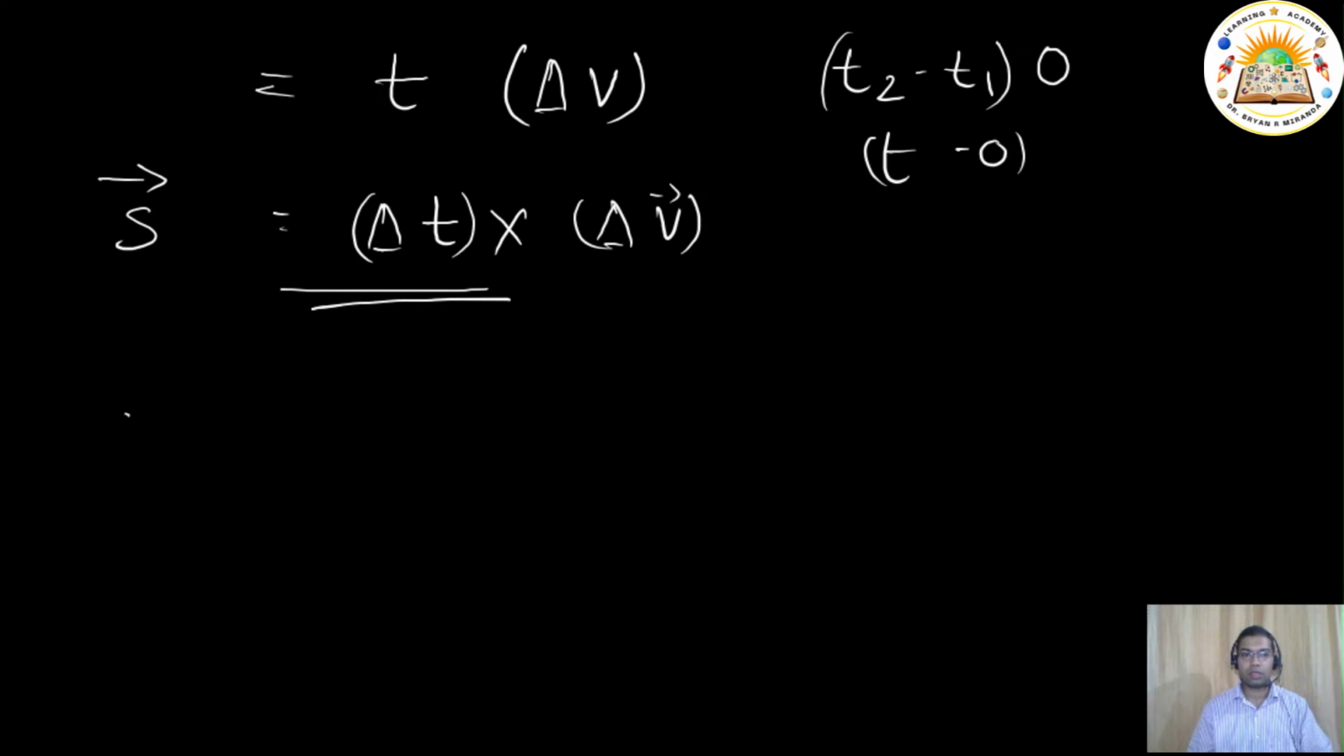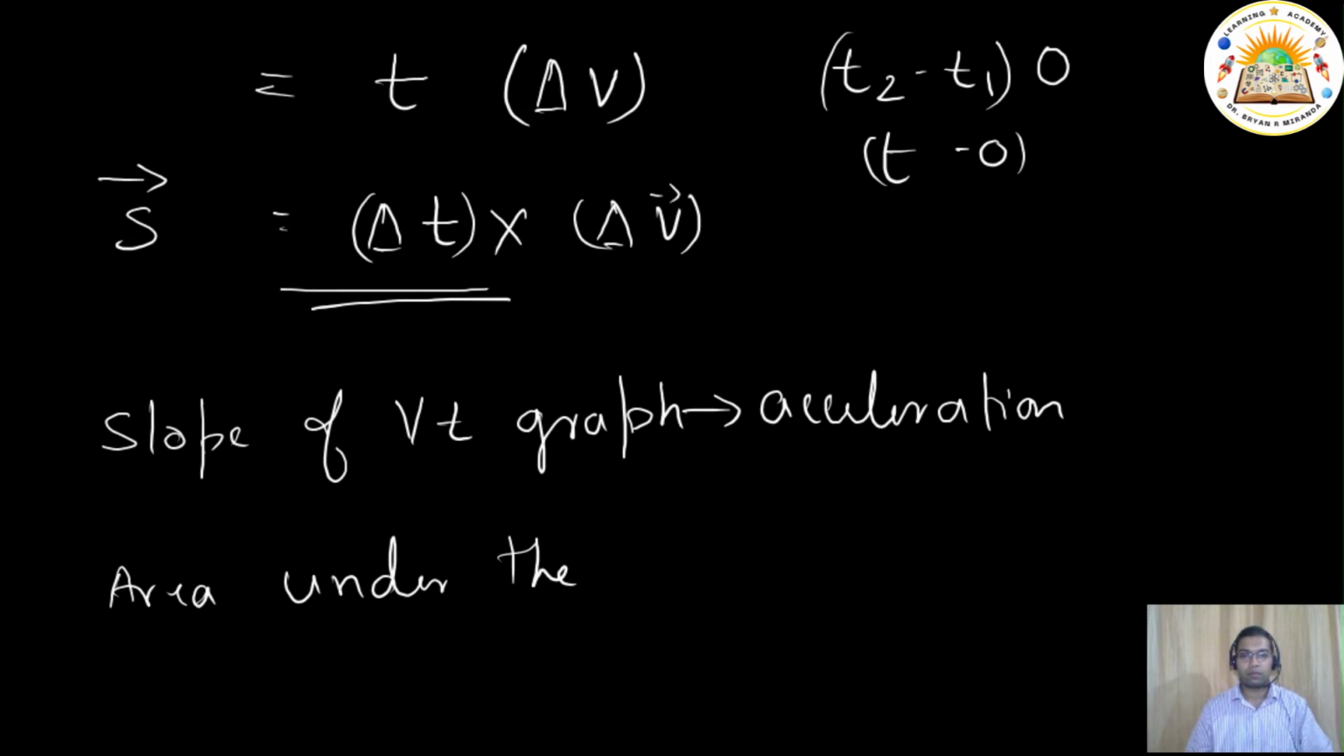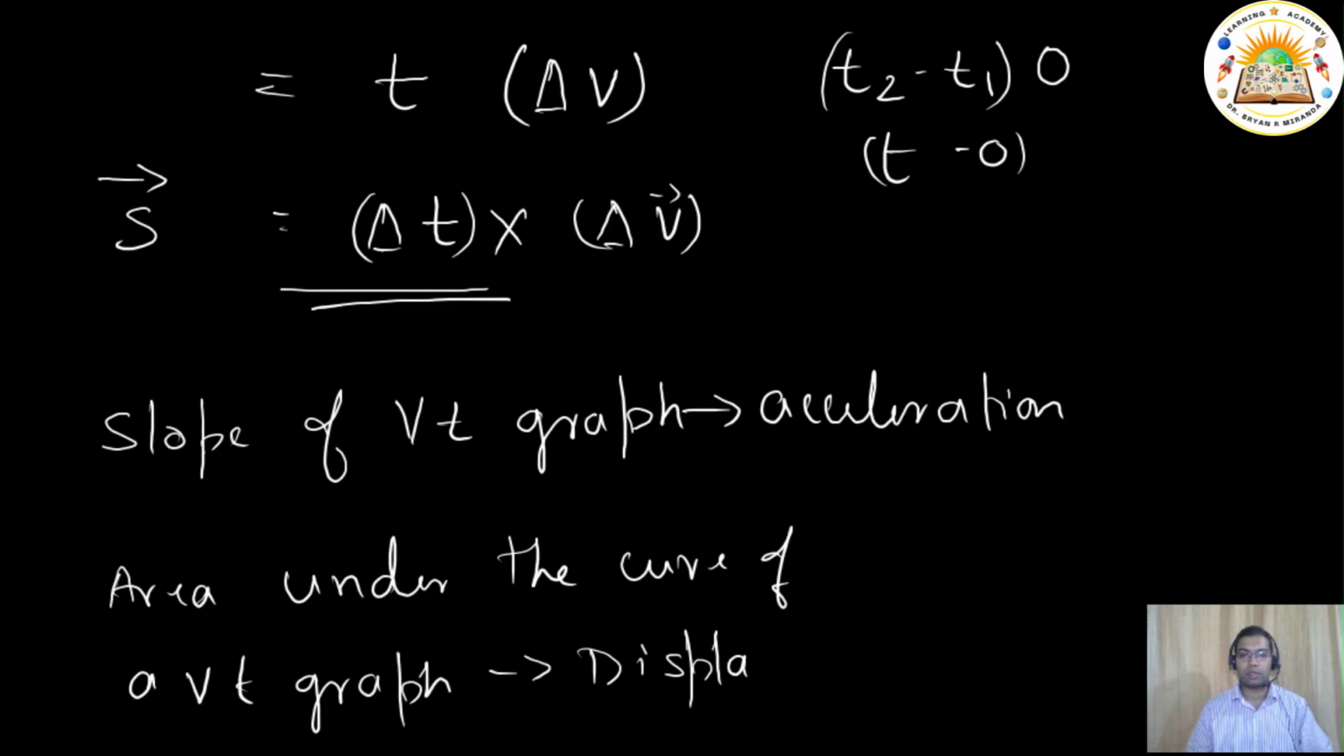So hence the slope of the v-t graph would give us acceleration. At the same time, the area under the curve of a v-t graph would give us the displacement.